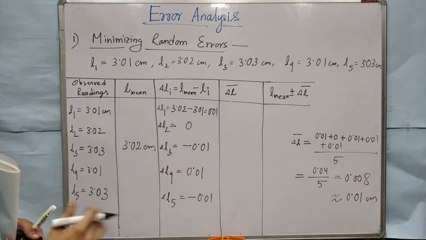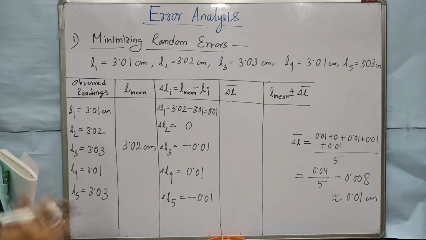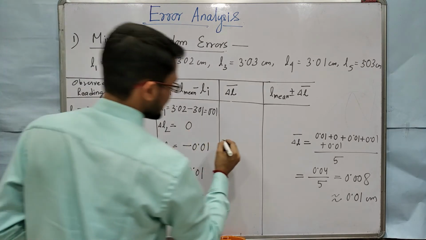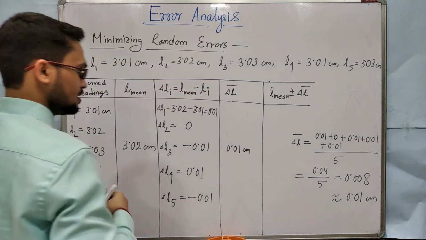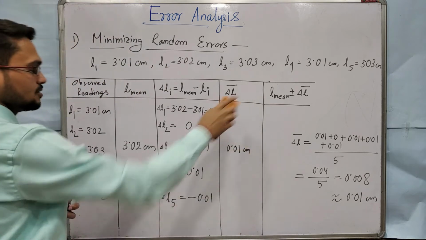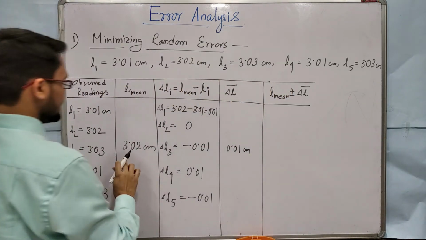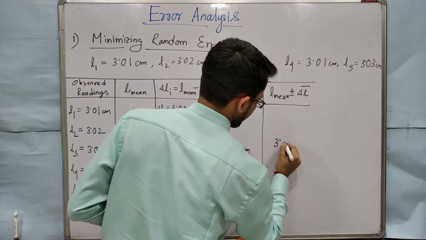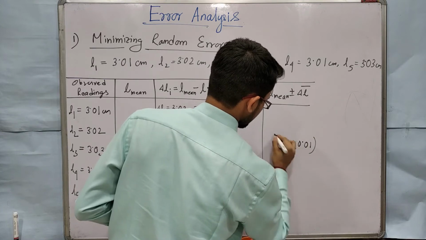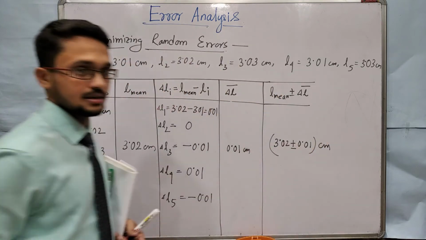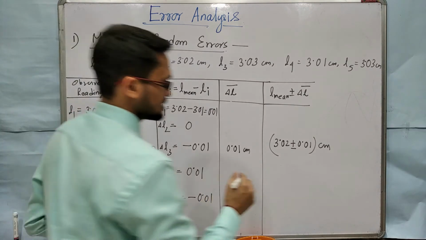Okay, rounding off, how to do this rounding off, I will show that in the next lecture. Okay. So delta L average is 0.01 centimeter. And at the end we have to write in that way. So it will be L mean 3.02 plus minus 0.01 centimeter. Okay, understand? So what will be its range?